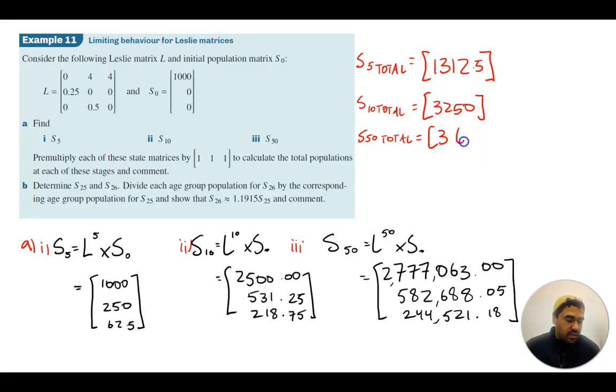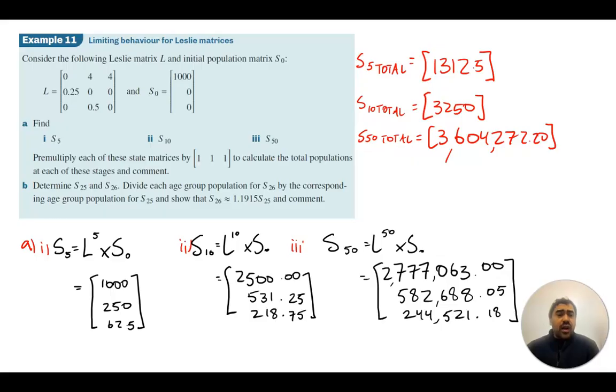This is a big number, 3604272.20. Now the reason why we can make predictions about this being a big number is because of these birth rates. We're showcasing birth rates of 4, which is quite exponential. Even though the survival rates are small, the birth rates being 4 outweigh that. And so when you look into this in 50 time frames, you're going to get a large number.